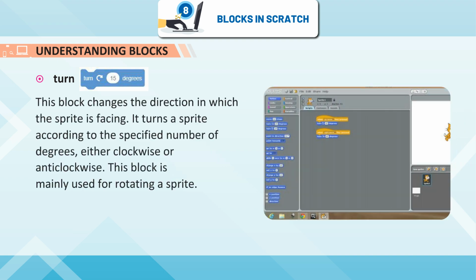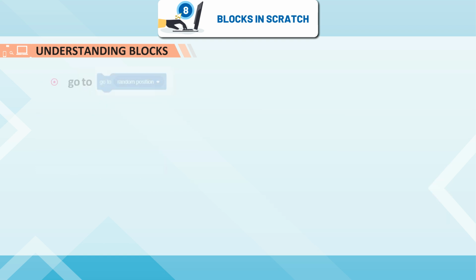Turn. This block changes the direction in which the sprite is facing. It turns a sprite according to the specified number of degrees, either clockwise or anti-clockwise. This block is mainly used for rotating a sprite.